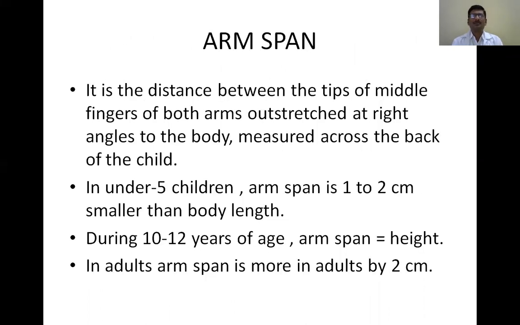The next is the arm span. This is the distance between the tips of the middle fingers of both arms outstretched at right angles to the body, measured across the back of the child. In children under 5 years old, arm span is about 1 to 2 centimeters smaller than the body length. At 10 to 12 years of age, arm span is equal to the height. In adults, arm span is more than height by 2 centimeters.